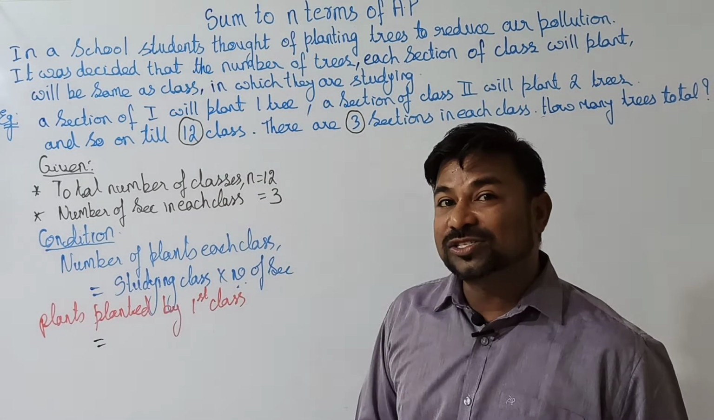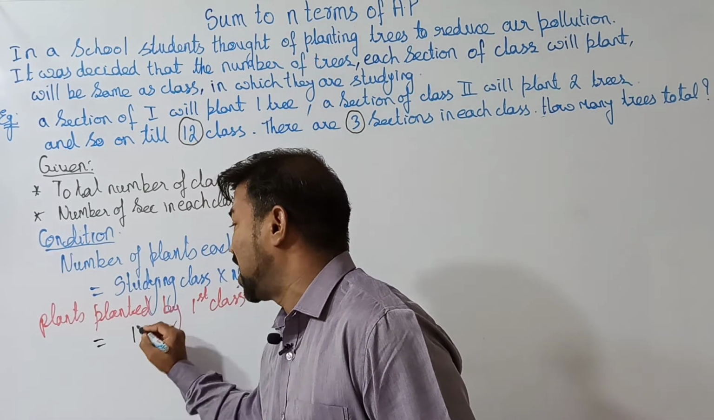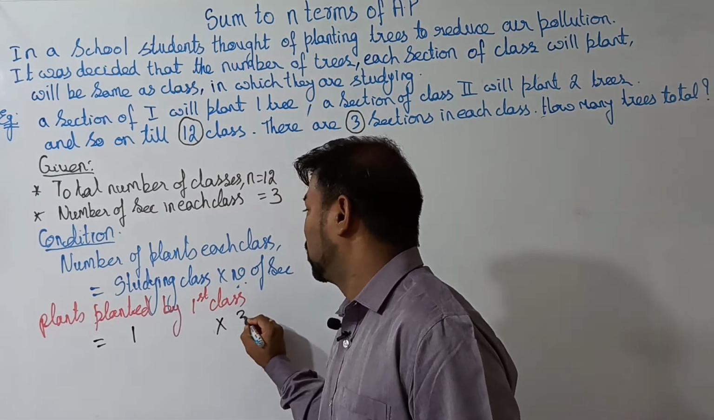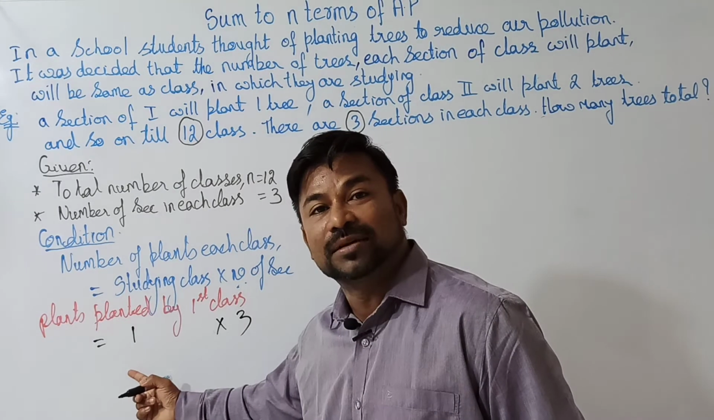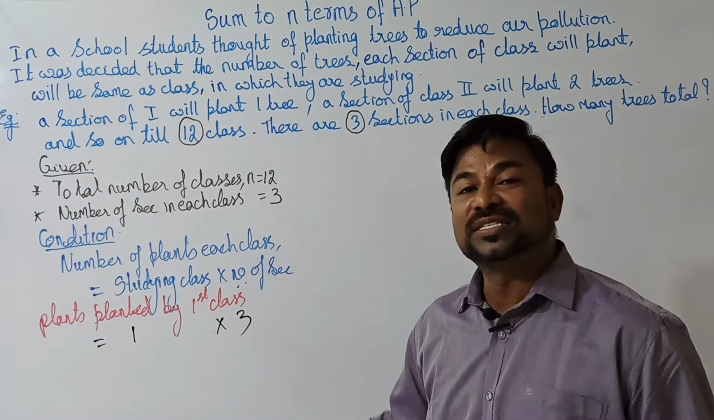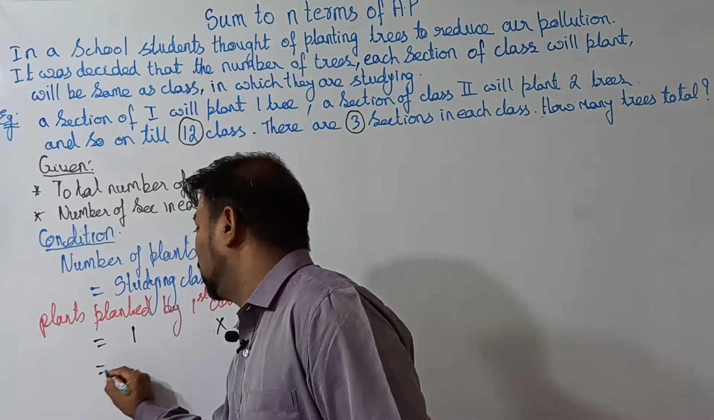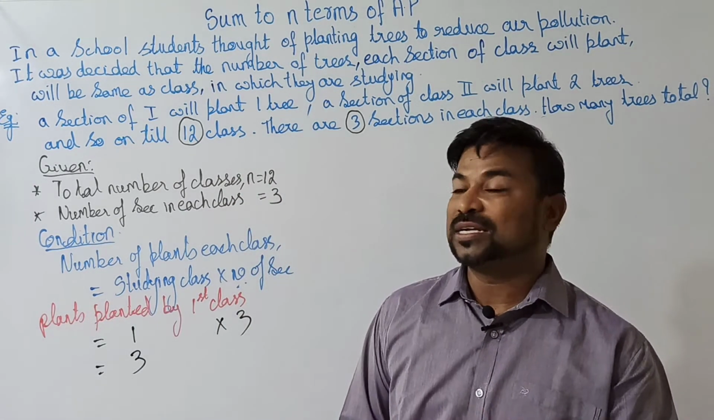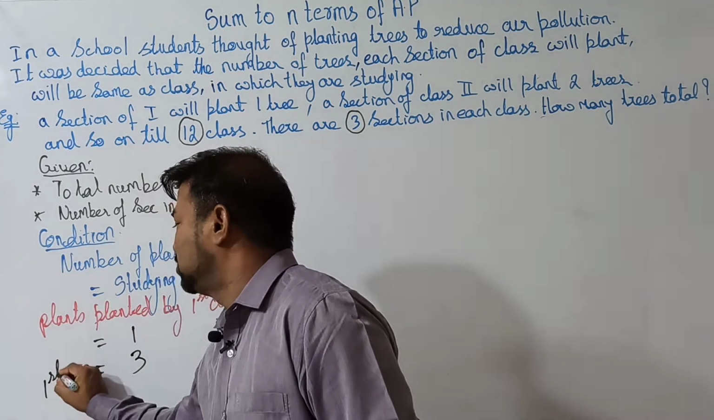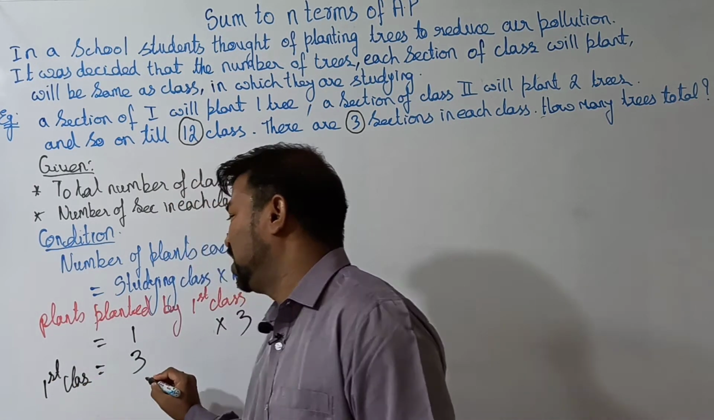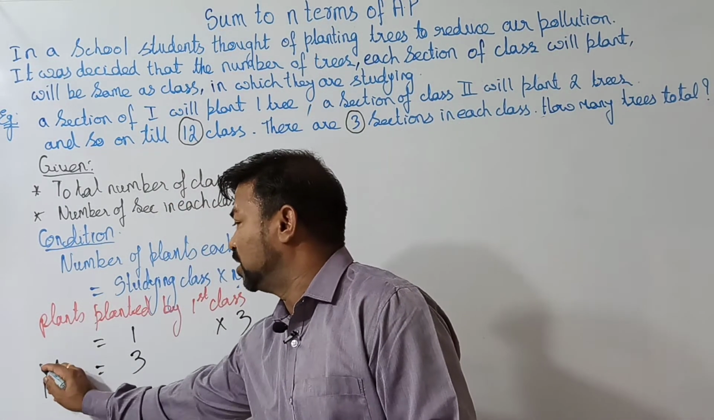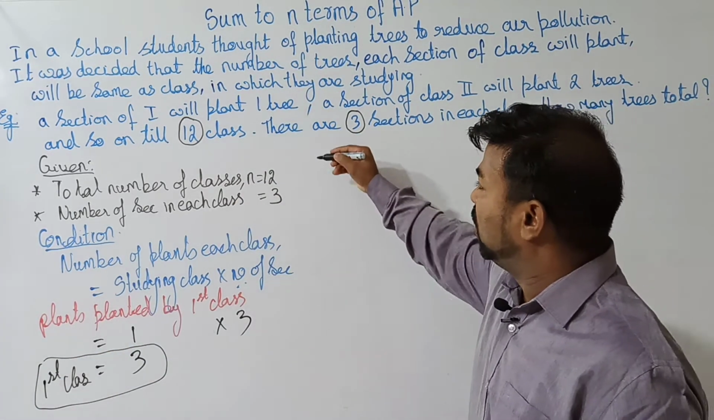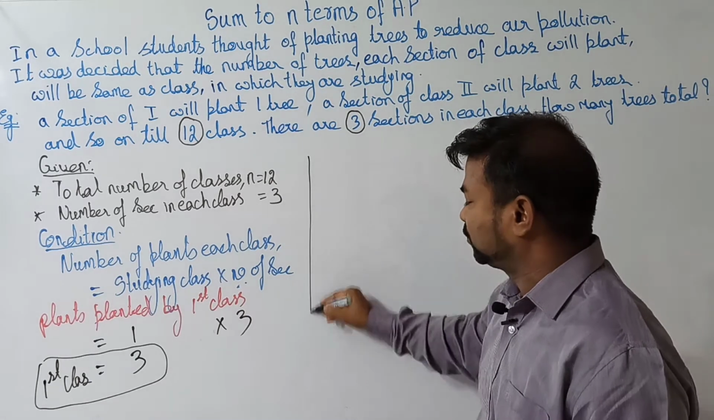What is the class they are studying? It's nothing but the first class. How many sections they have? Into 3. Studying class is nothing but 1, and the number of sections they have is nothing but 3. So the total is 1 into 3, 3. So first class, how many plants have they planted? It is clear that they are planting 3.